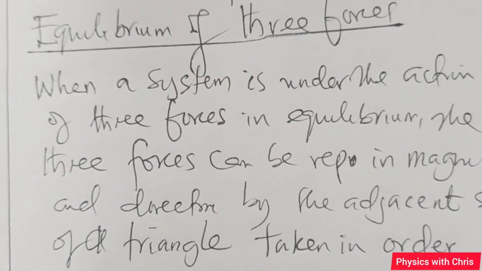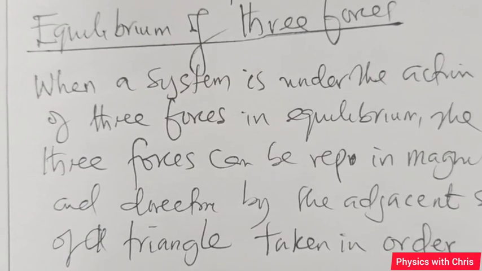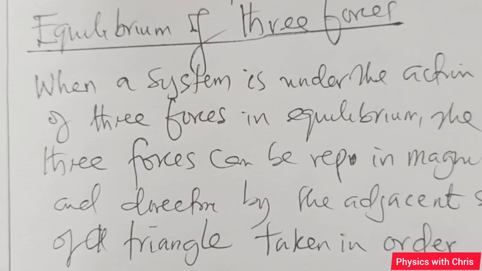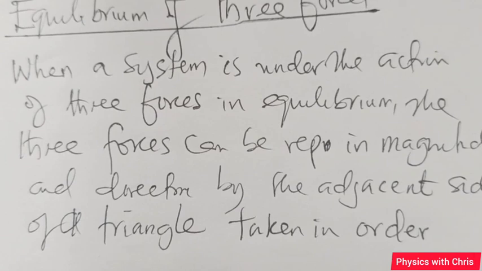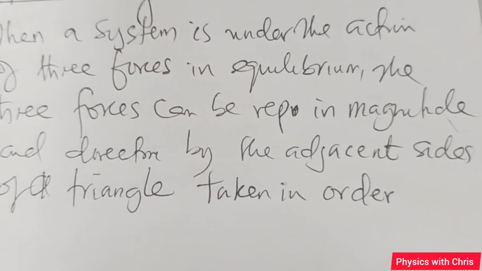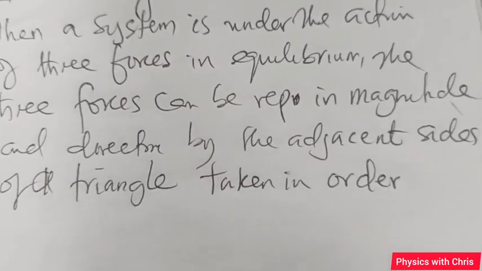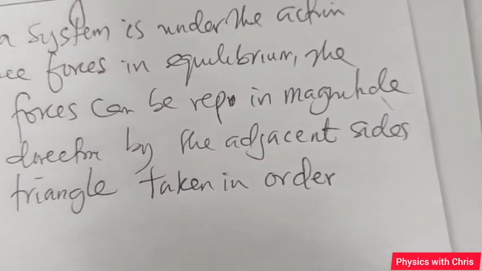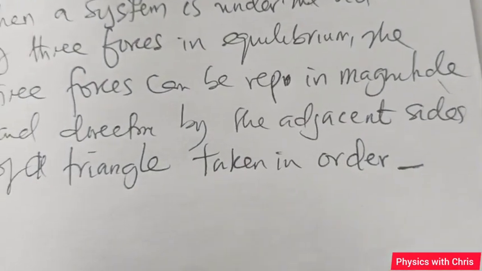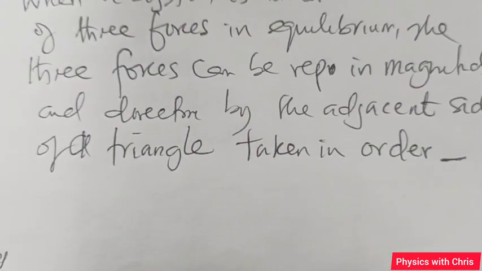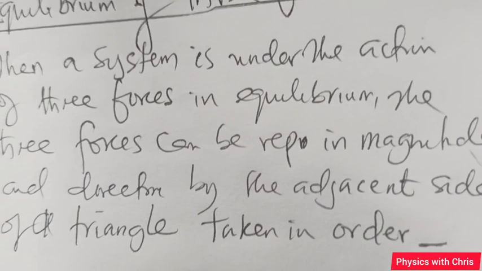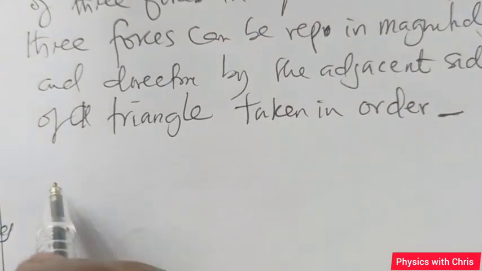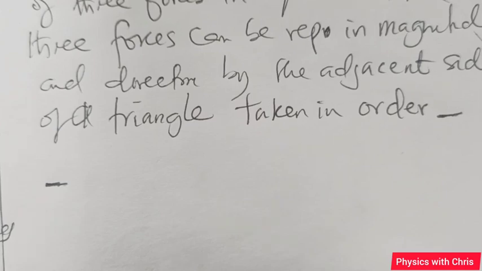When the forces that act on this body, the system is in a state of equilibrium, static equilibrium. So when the system is under the action of three forces in equilibrium, then these three forces can be represented in magnitude and direction by the adjacent sides of a triangle taken in order. That's the triangle law of forces. All right. So how do we exemplify, demonstrate, or illustrate this triangle of forces principle for bodies in equilibrium? Or before then, maybe I'll quickly talk about the condition for this system to be in equilibrium.